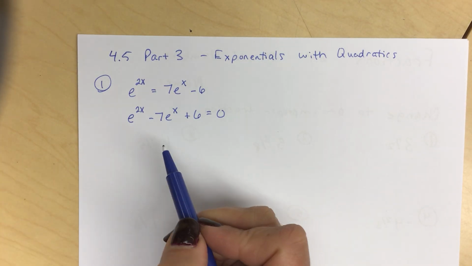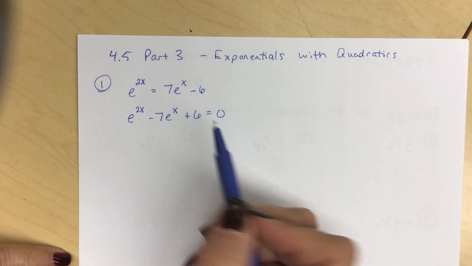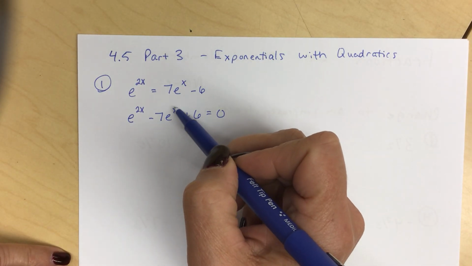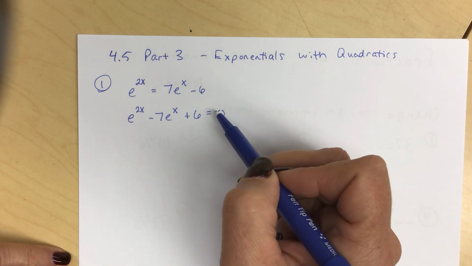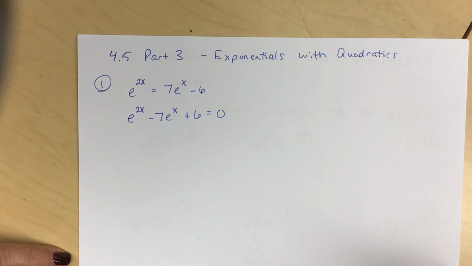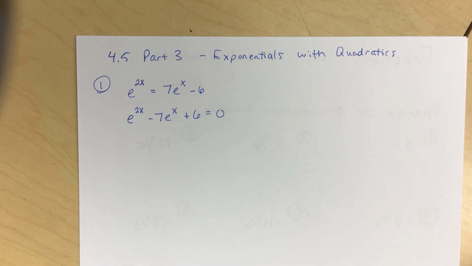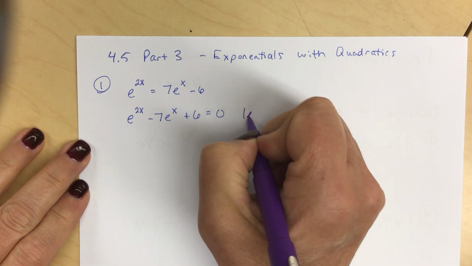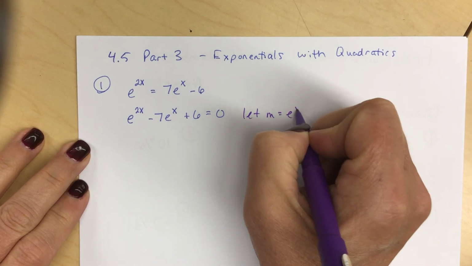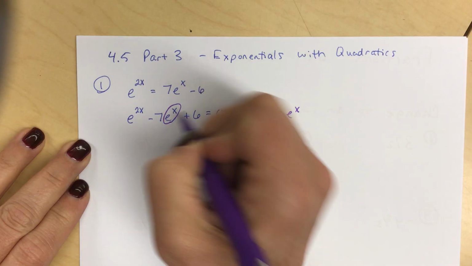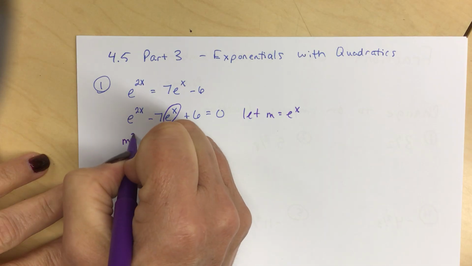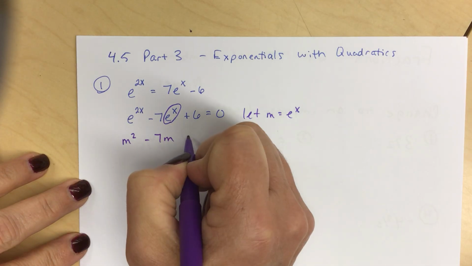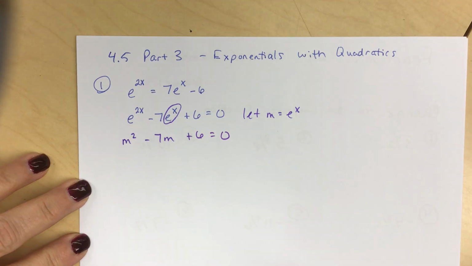So this is like before, where we've had complicated things where I've said, look at your variable in the middle, and if that variable is squared out here, then you can rewrite this as a different type of quadratic. So we would say, let m equal e to the x, because this middle thing here is e to the x. So if you do that, then this becomes m squared minus 7m plus 6 equals 0.